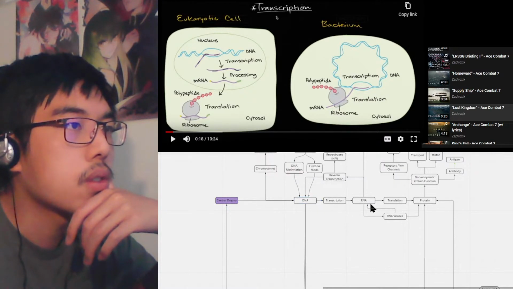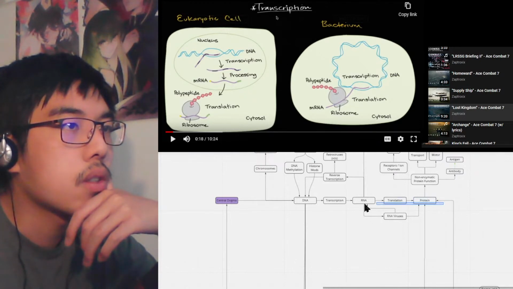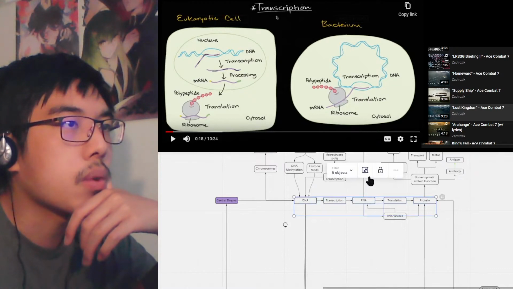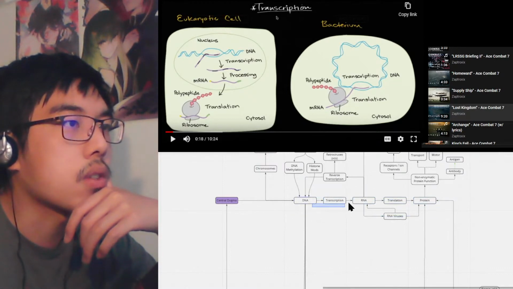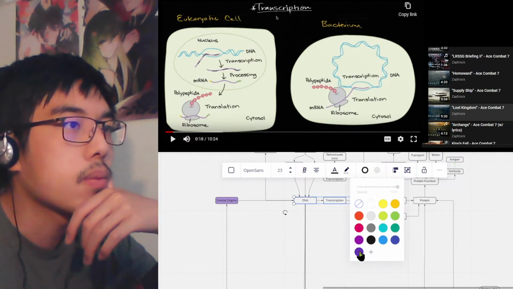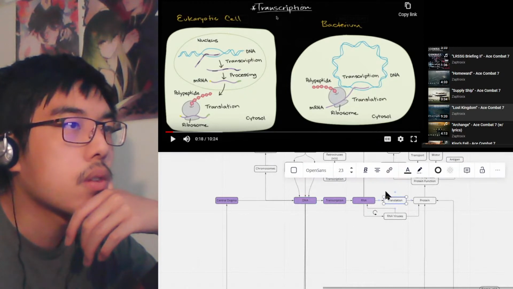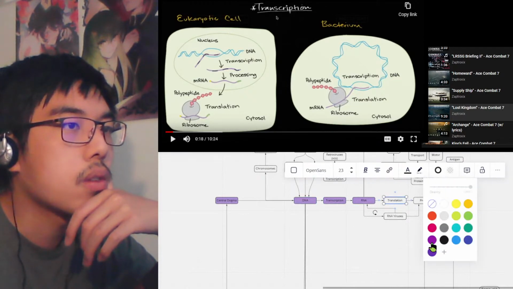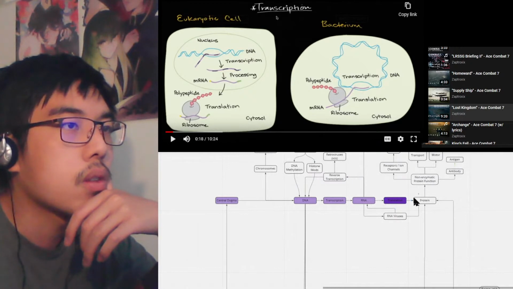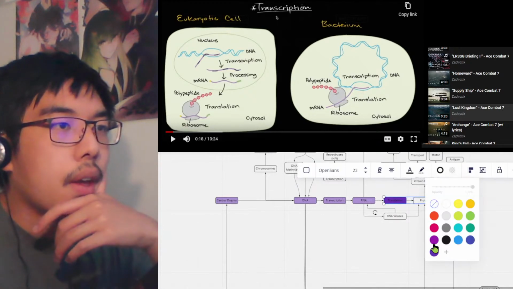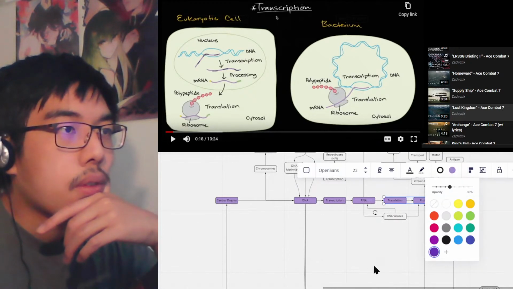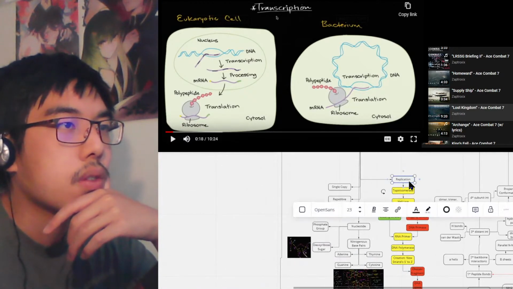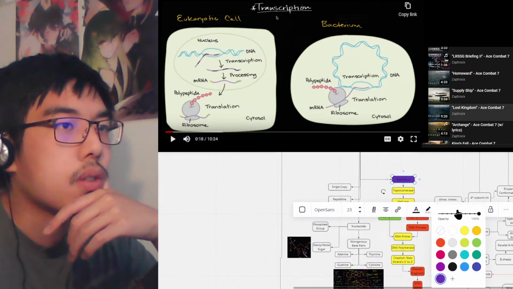Okay. Why am I not dragging the... Okay. Stupid arrows are gonna get in the way and I can't change the color. 50%. And 50% again.